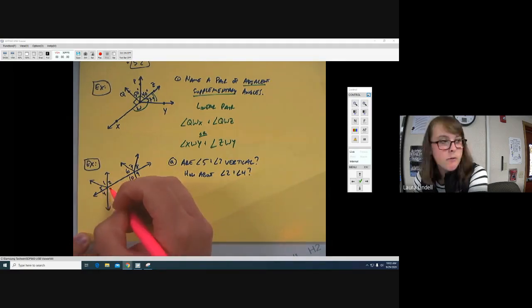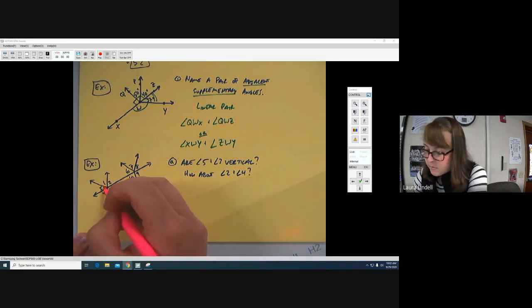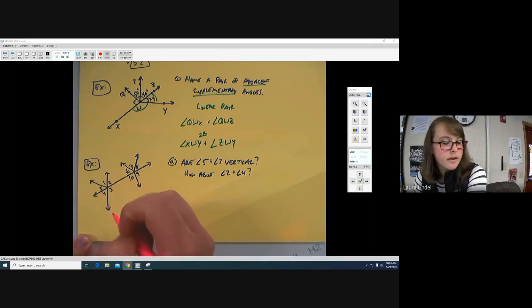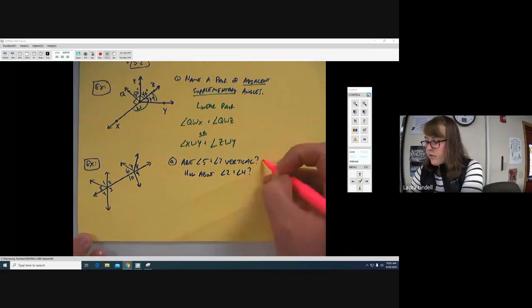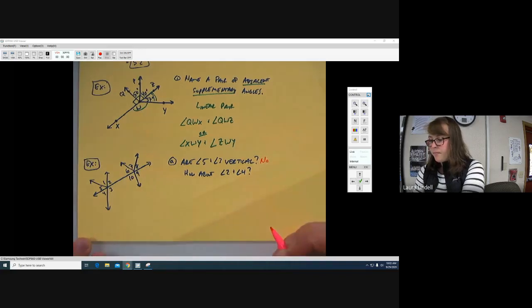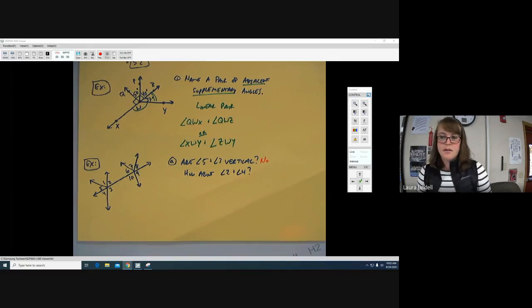And you can also kind of tell by the size. 5 looks smaller than 3. So that's another way you can tell. 5 and 3 are not vertical. What about 2 and 4, though? What do we think for those? Are 2 and 4 vertical?